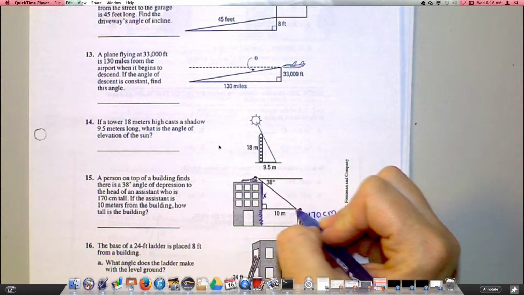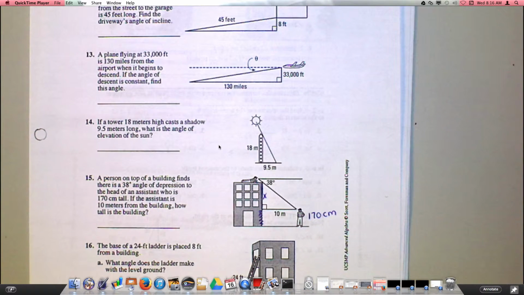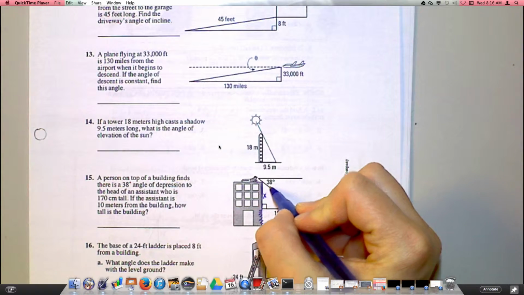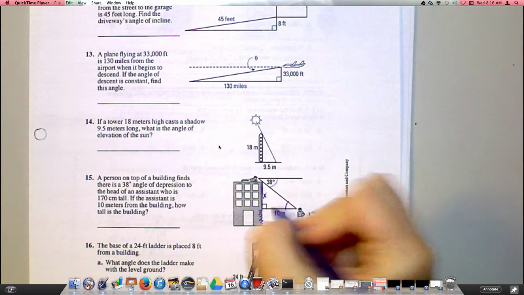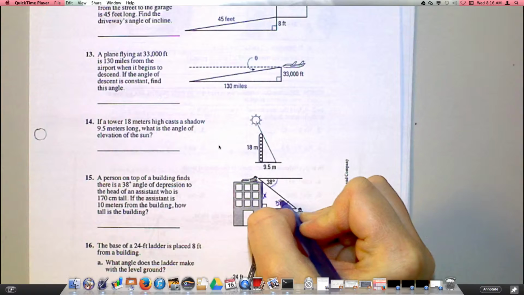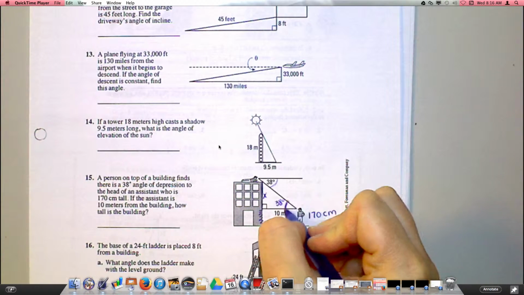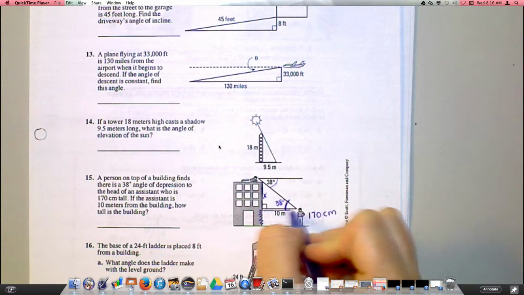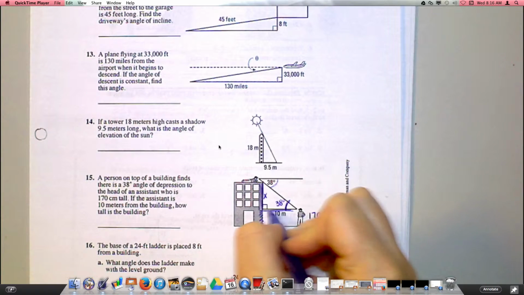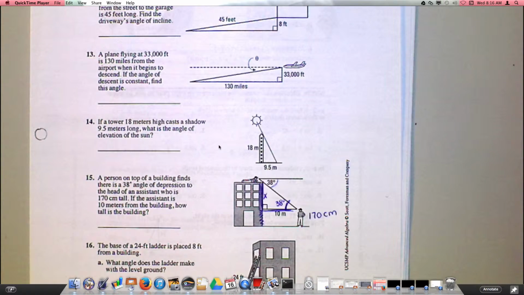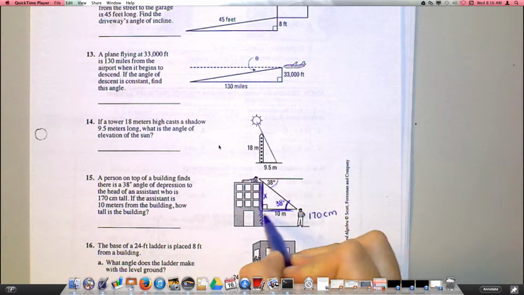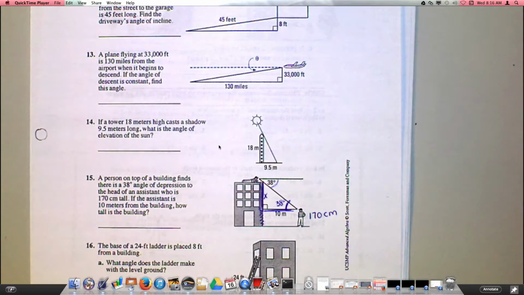Now, if this is my triangle, my problem here is I don't have an angle in the triangle. What can I do? Alternate interior angles? Yeah. This 38 degrees could be moved down here. So this would become 38 degrees. So this is my angle now. And I have this side and this side that I'm working with. So what trig function is going to work with that?